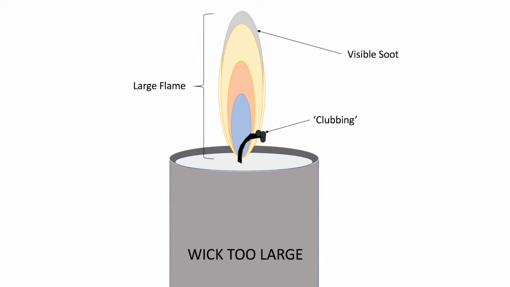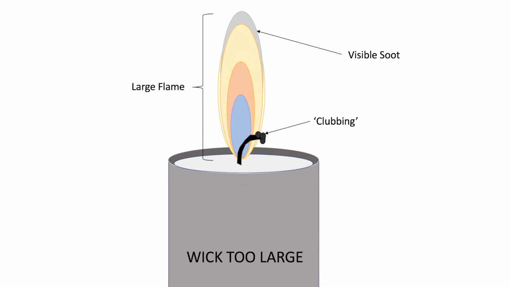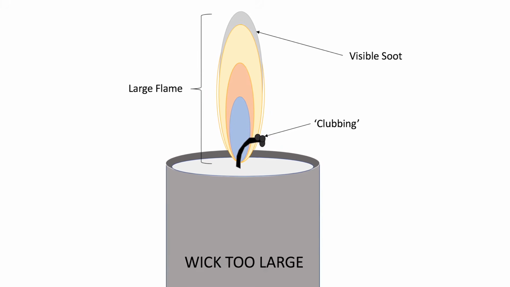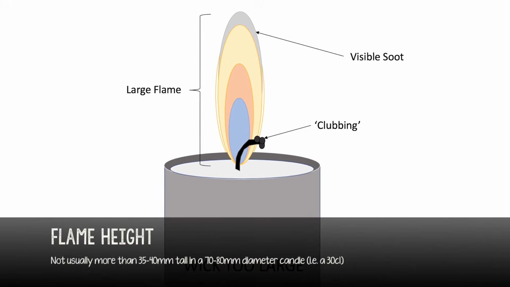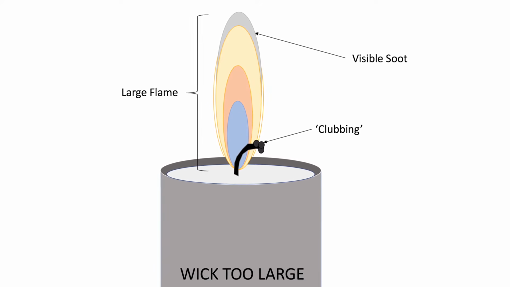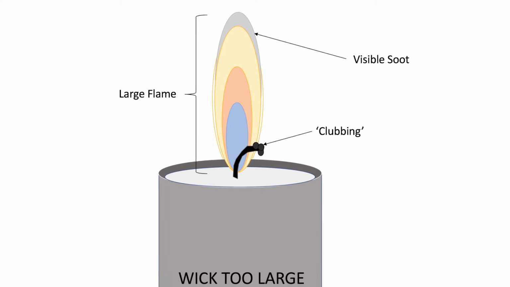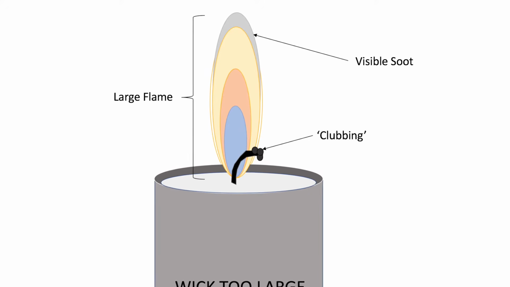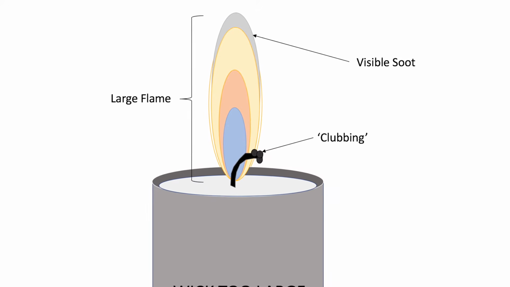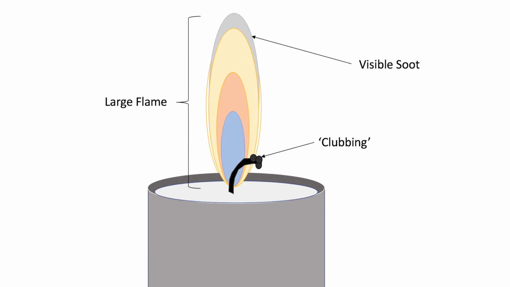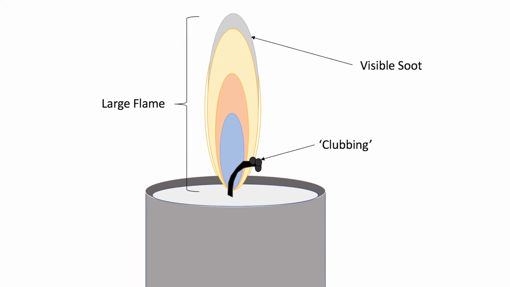When a candle wick is too large, the flame height will usually be larger than usual for a candle of the same size and may flicker. In a medium-sized candle, typically 70 or 80 mm in diameter, a flame bigger than 35 or 40 mm in height is usually a sign of overwicking. With extra fuel being delivered to the wick and the system being unstable, excess soot may form clubs on the end of the wick. In extreme cases, the wick may curl back into the wax, forming a bridge, especially in softer waxes such as soy. This is quite a dangerous thing to happen and can lead to a very large flame and high levels of sooting.